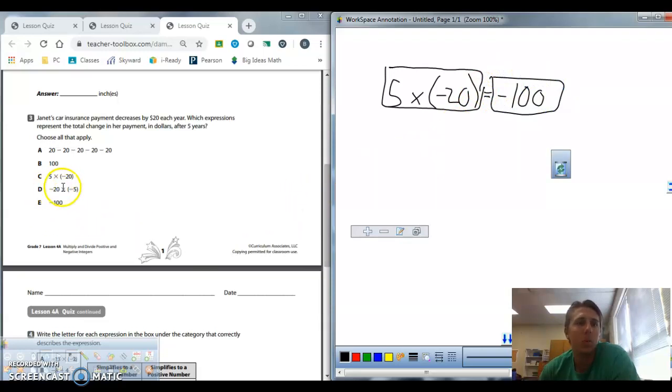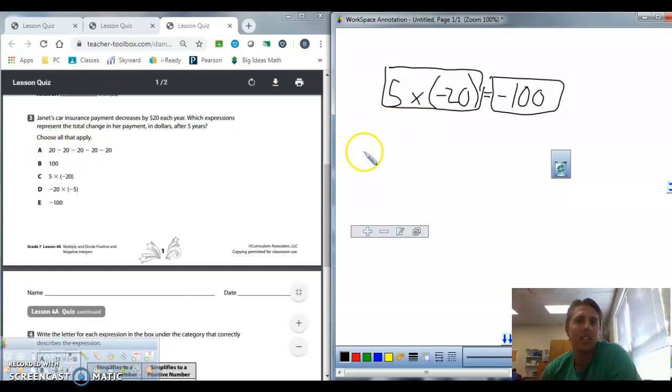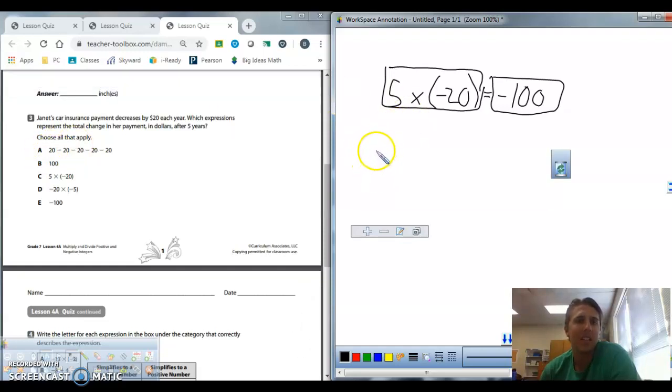A negative 20 times a negative 5, that gets you a positive 100, which is not what we want. Same with B. We don't want positive 100. Now, a lot of you put A as an answer, but I'm going to show you why that's actually wrong. Okay? If you look at the very, very initial 20, she never gained $20 for her payment. This first 20 is positive here. It's got to have a negative out in front of it too to get to negative $100.